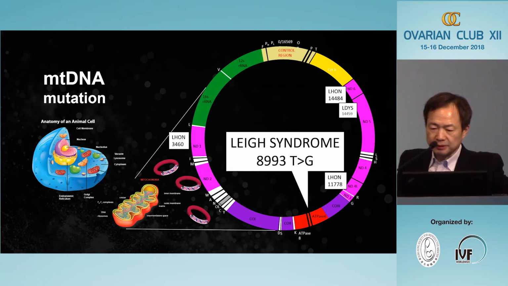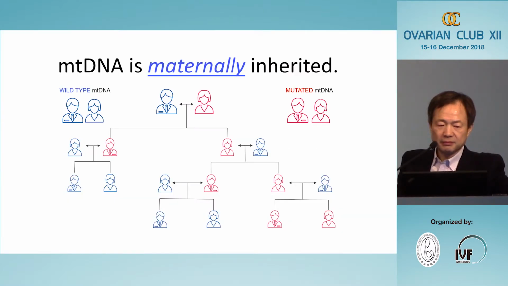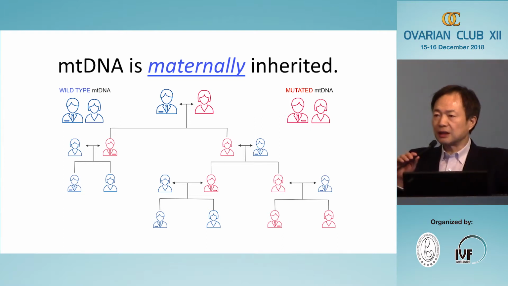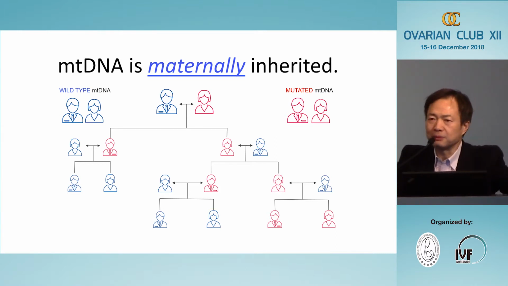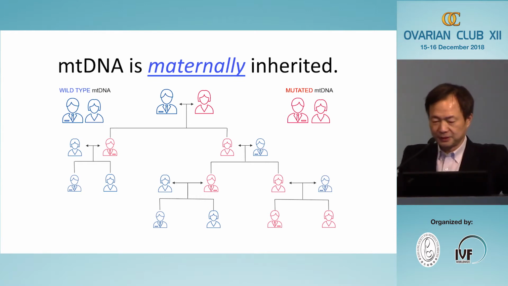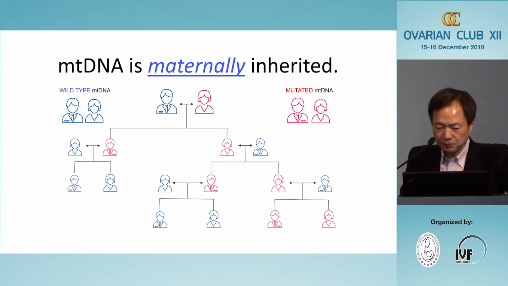For now, we also know that mitochondrial DNA is maternally inherited, but that's just what we know from the textbook. However, a recent study from our colleagues, I think it's already published, shows that mitochondrial DNA can actually be inherited through sperm. So that's something new.